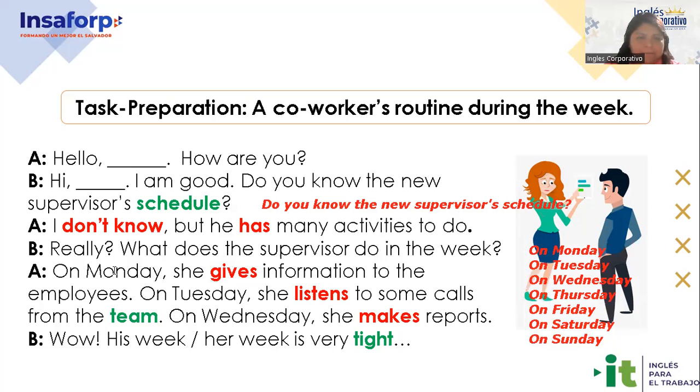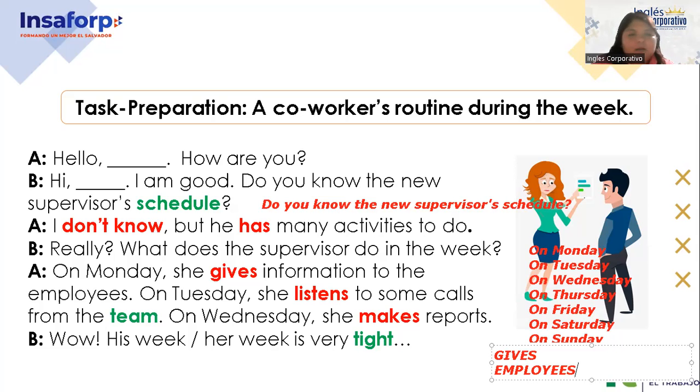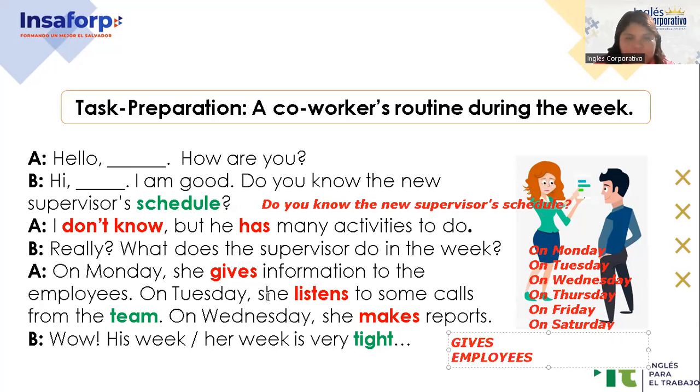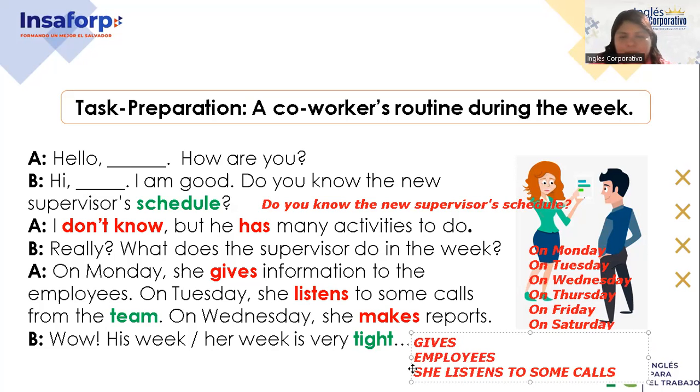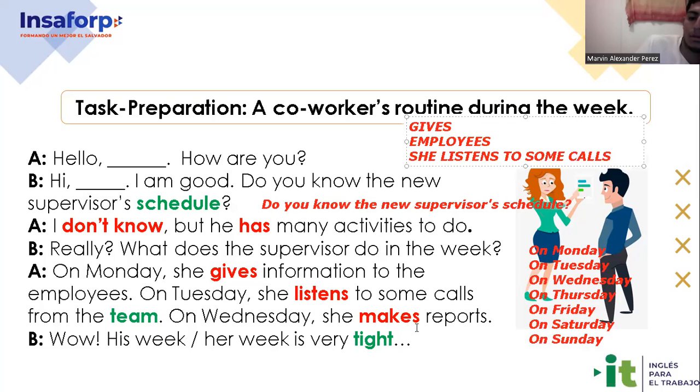Let's see. The next one is what happened on Monday? On Monday, she gives information to the employees. She gives. How do you pronounce this? Gives. Employees. On Tuesday, what happened on Tuesday? On Tuesday, she listens. She listens to some calls from the team. And what happened on Wednesday? On Wednesday, she makes reports.